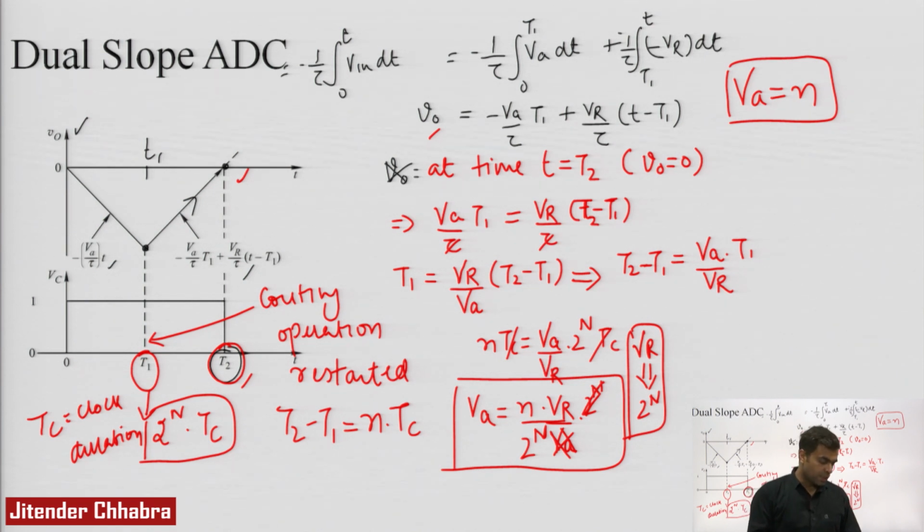So this is how the analog voltage applied at the input of the integrator gets converted into a digital output at the counter output. In this way, this dual slope ADC converts an analog value into a digital value.